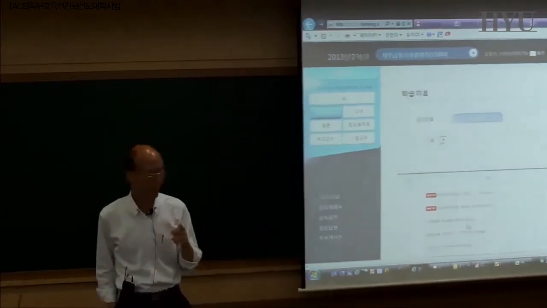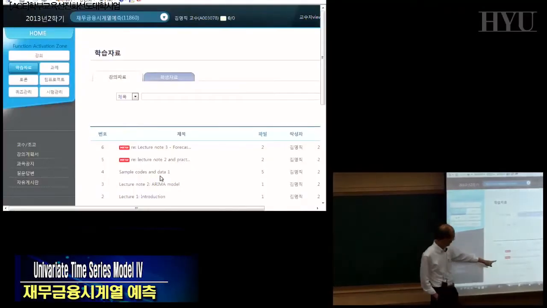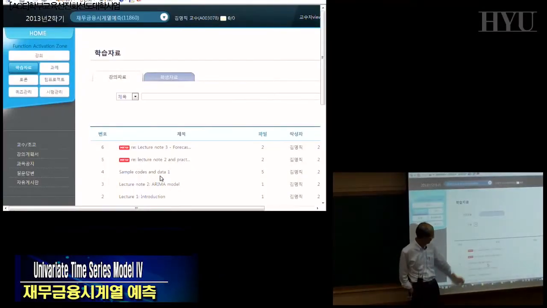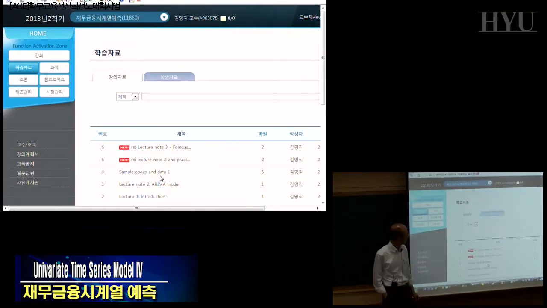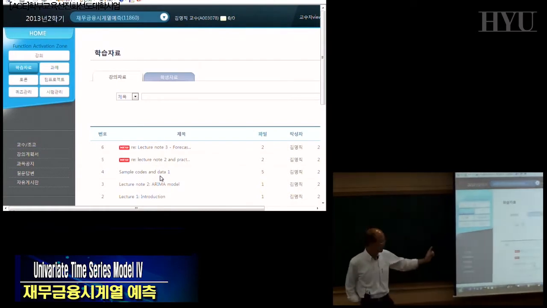Sample data. So try to download this one. And later this week and next week we'll cover a volatility model. So I uploaded that part as well.